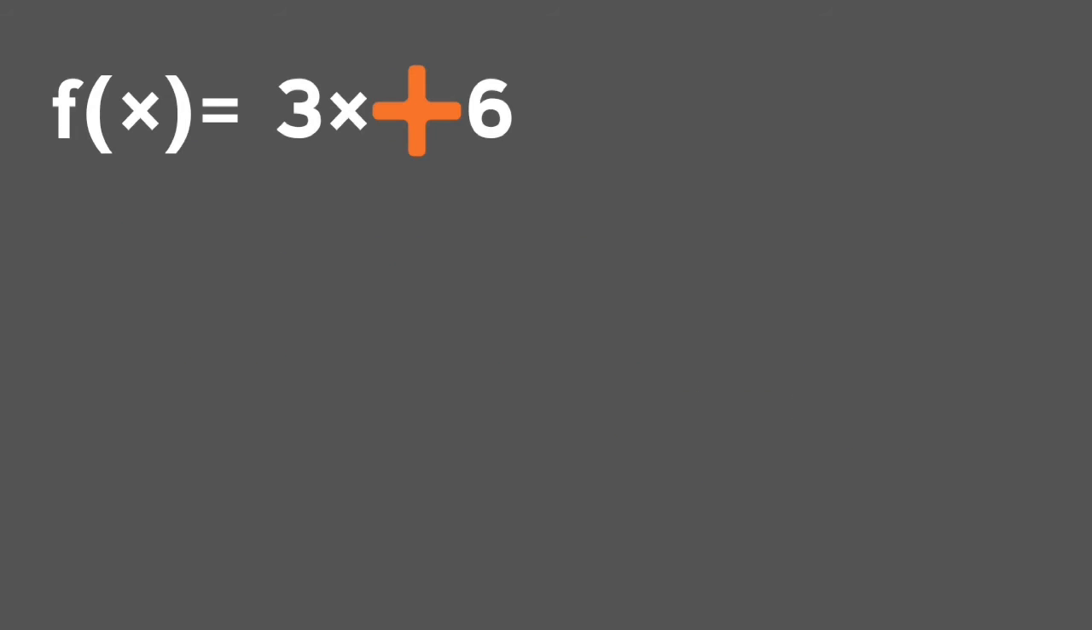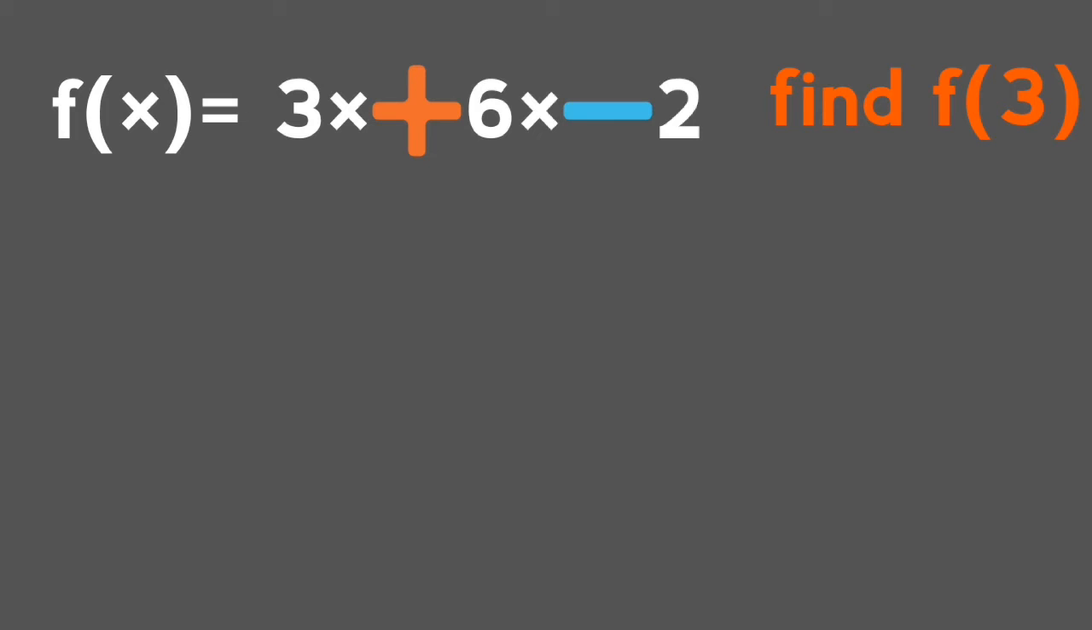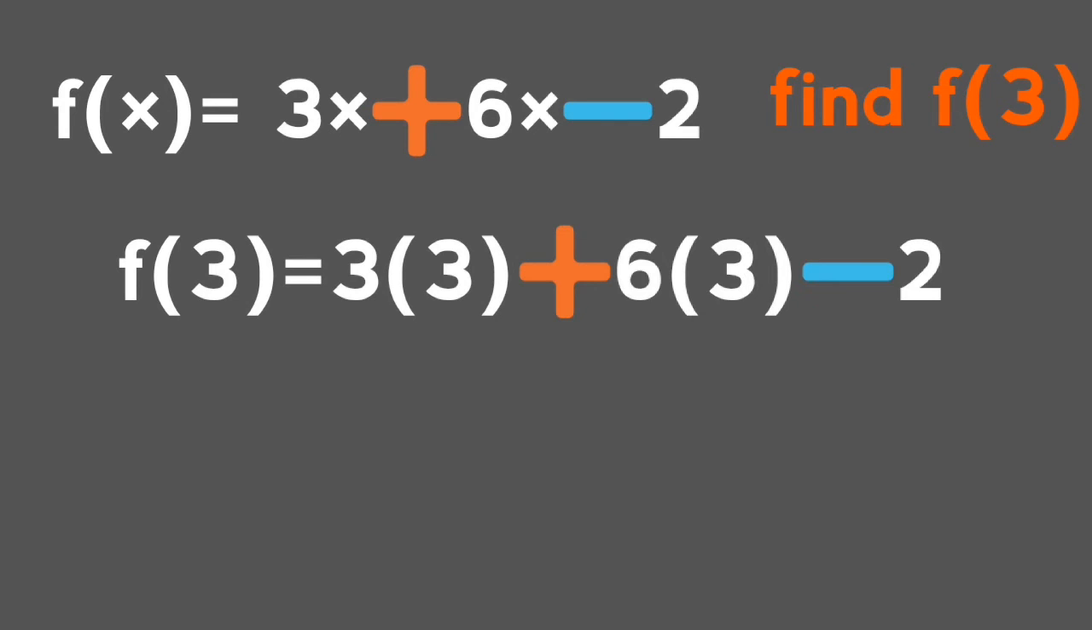So next, f of x equals 3x plus 6x minus 2. So when you are asked to find f of 3, you will replace every x with the number 3. So this will become f of 3 equals 3 times 3 plus 6 times 3 minus 2 rather.